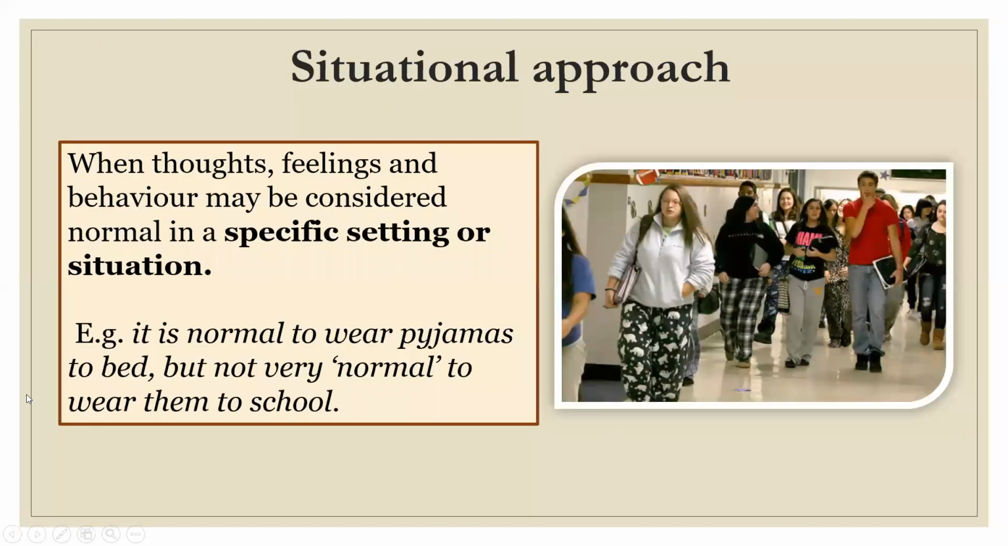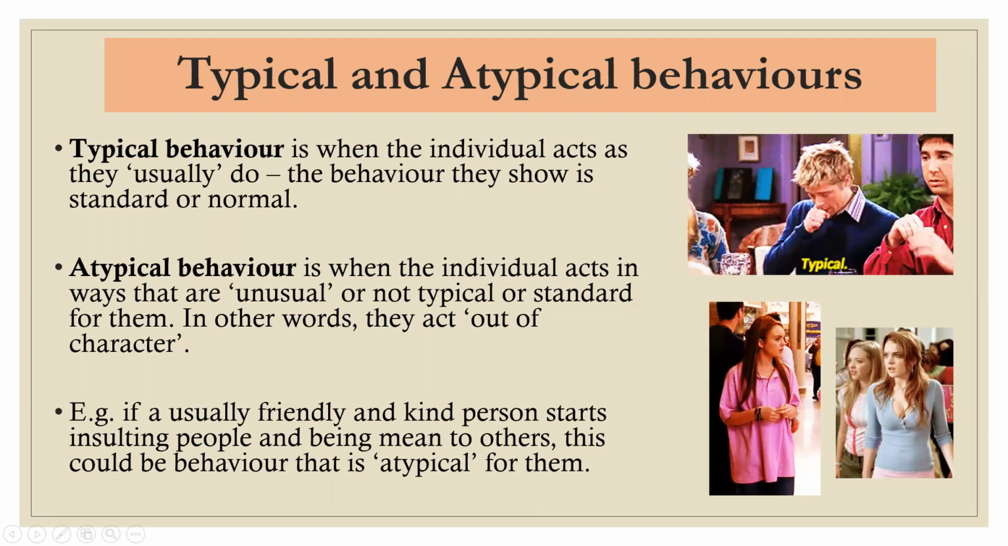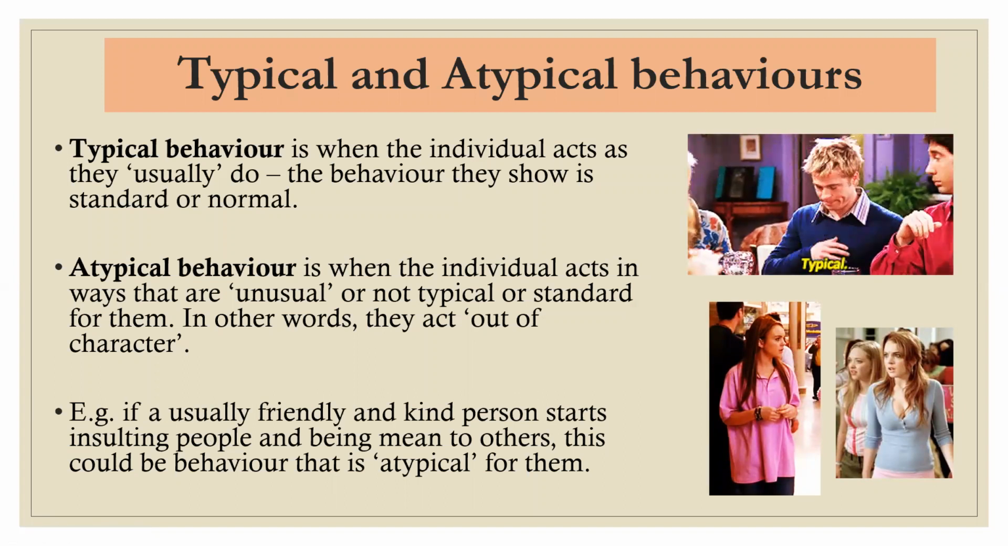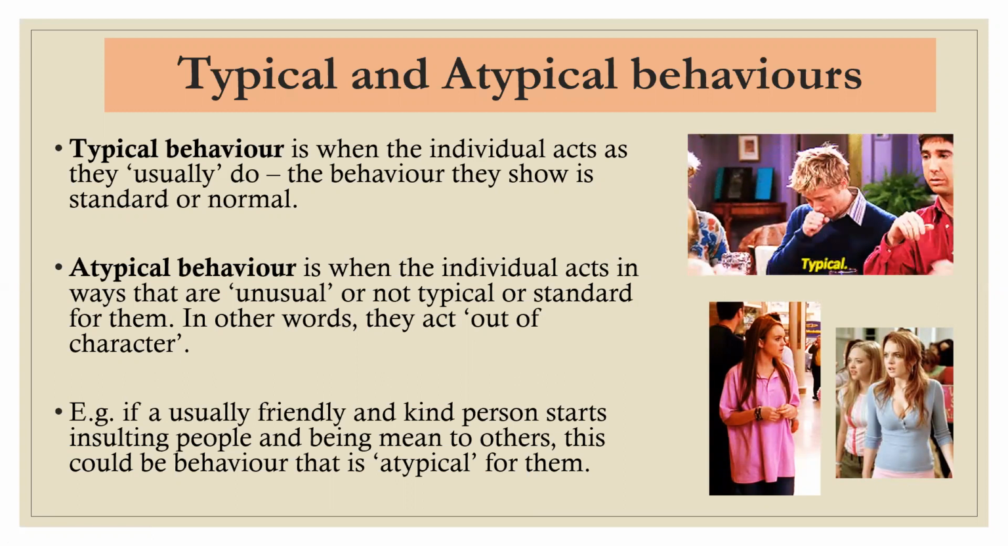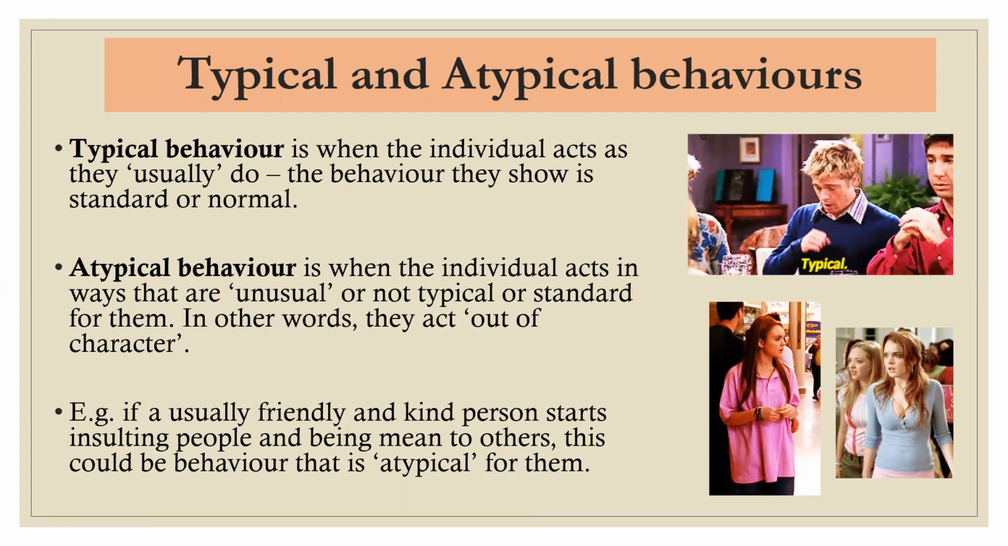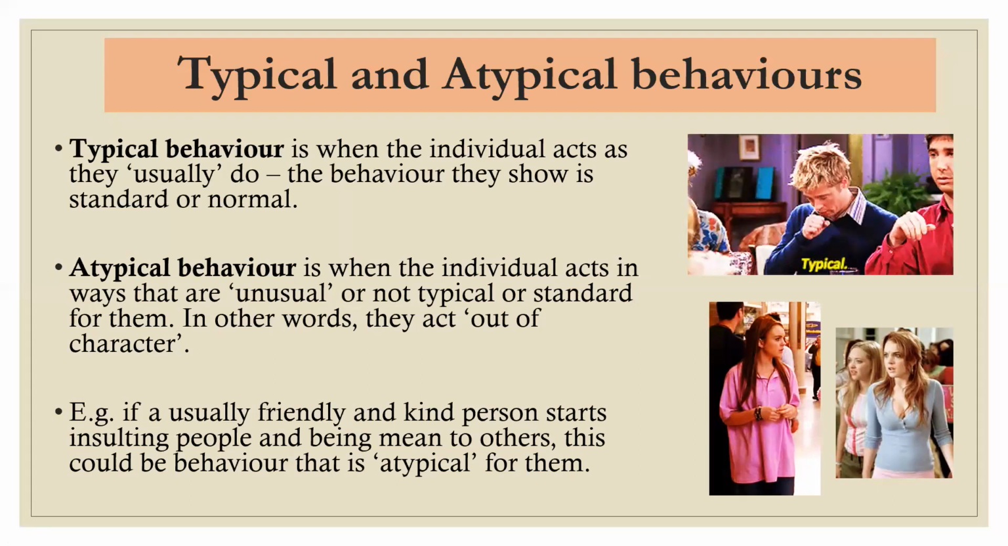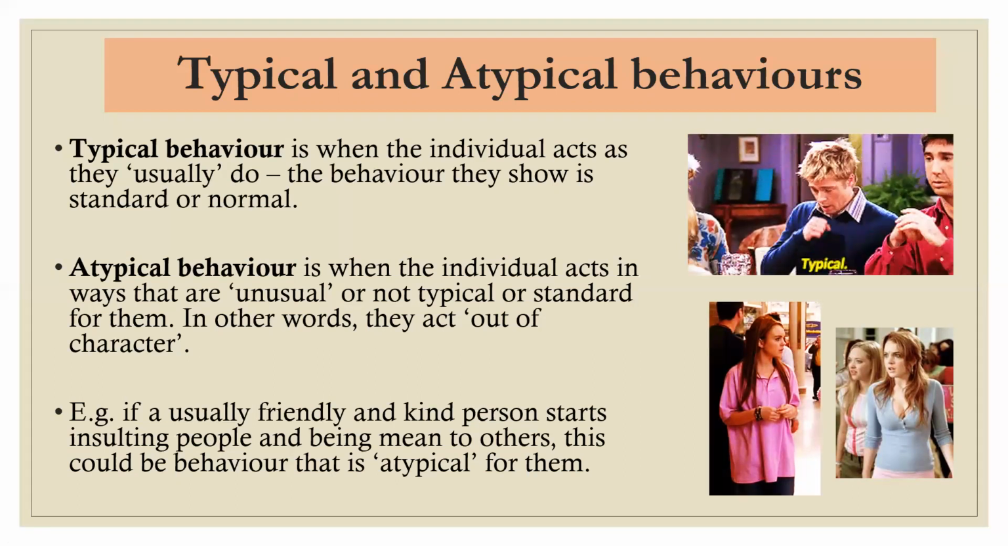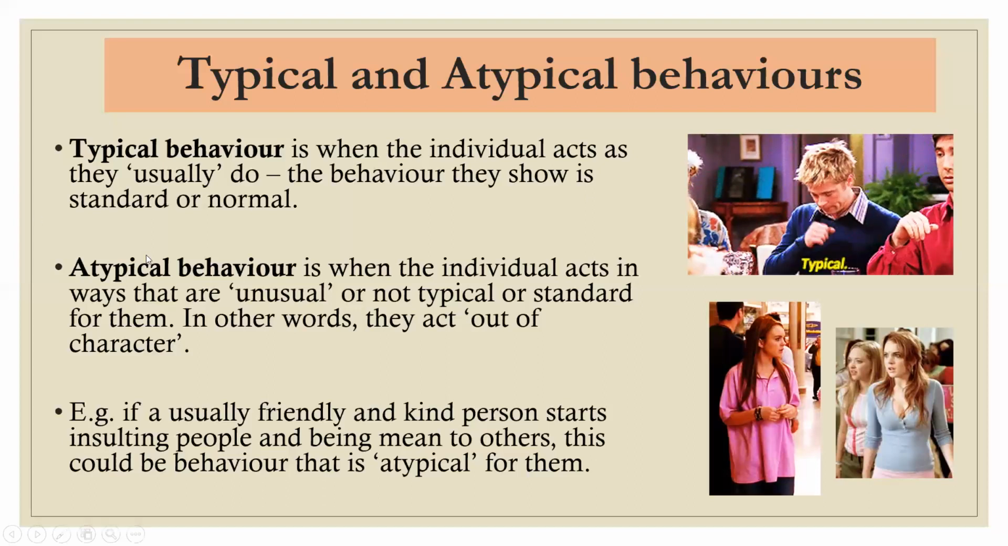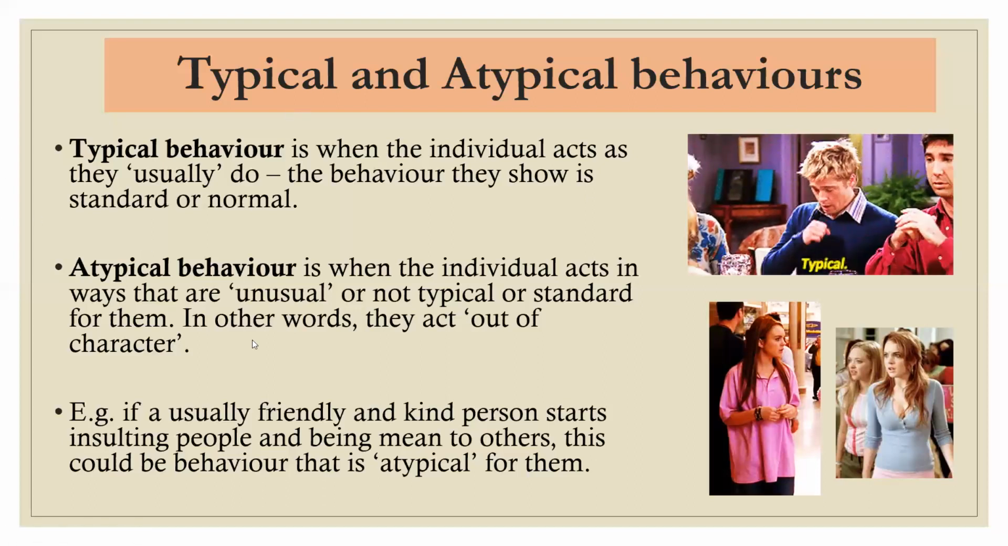Cool. Okay, so we're done with approaches for normality now. Just following on from that, we're going to now look at this concept of typical and atypical behaviors. So when we're talking about behavior, we can either define it as something typical, which is something that a person or people would usually or normally do, which is basically a standard, or we can divide behaviors into being atypical. Okay, atypical means they're not usual, they're not typical, they're not standard, and in other words, they are kind of what you wouldn't expect. Okay, they don't follow the expected standard there.